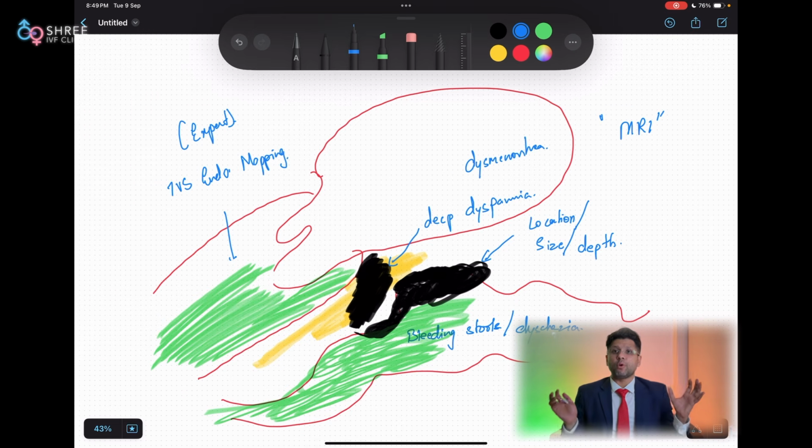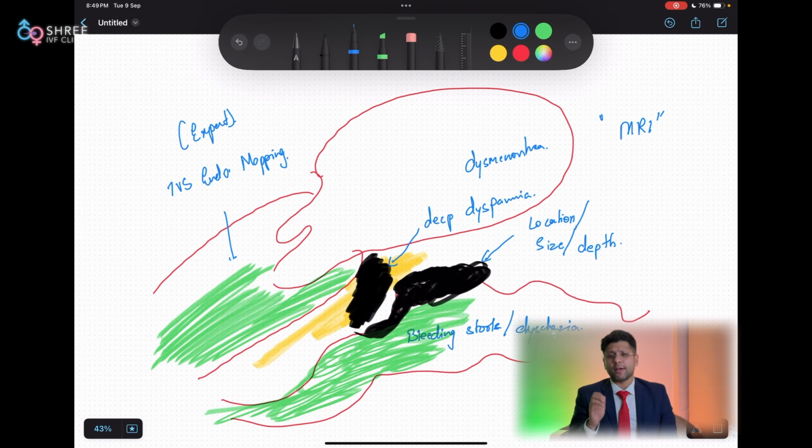Now let's assume you have diagnosed bowel endometriosis. After the diagnosis of bowel endometriosis comes the actual treatment and the actual plan for treatment. As to how do you treat this, we are going to be discussing in our next video, which is going to be very descriptive as far as the surgical aspect of bowel endometriosis is concerned.